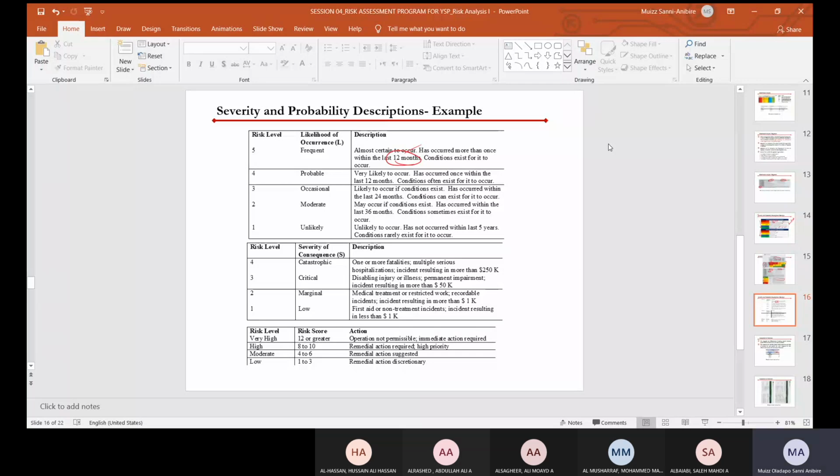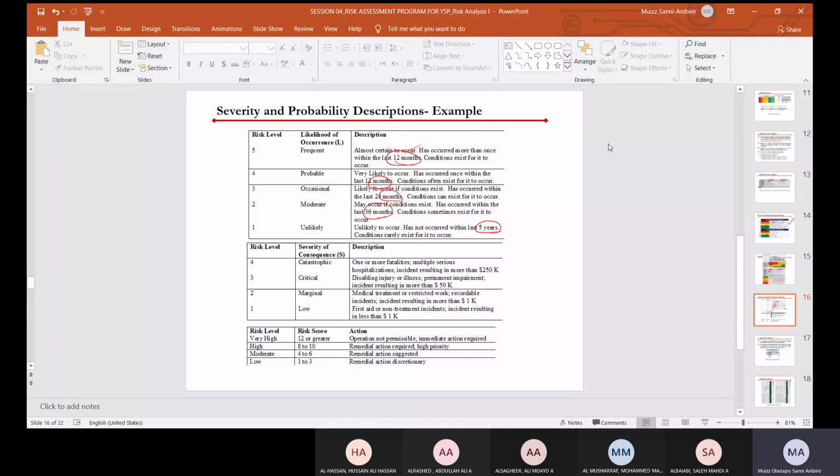Very likely to occur once within the last 12 months. Likely to occur if conditions exist within the last 24 months, while this is 36 months. And this has not occurred within the last 5 years. So this gives you an example of frequency based on historical occurrence. Based on the rate of occurrence from historical data, you can actually define the frequency as shown in this table.